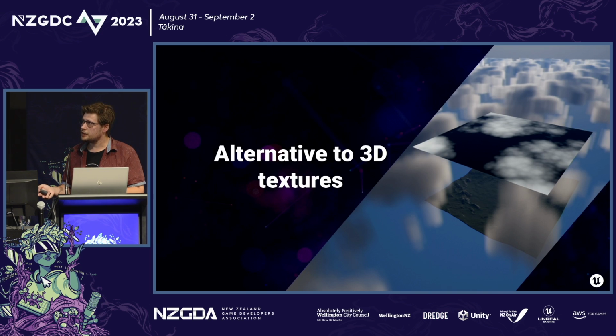You don't have to use 3D textures if you don't want to. If you're targeting a platform with lower memory requirements, then you can use a 2D projected texture where you're just projecting down and feeding that into the density extension slot.